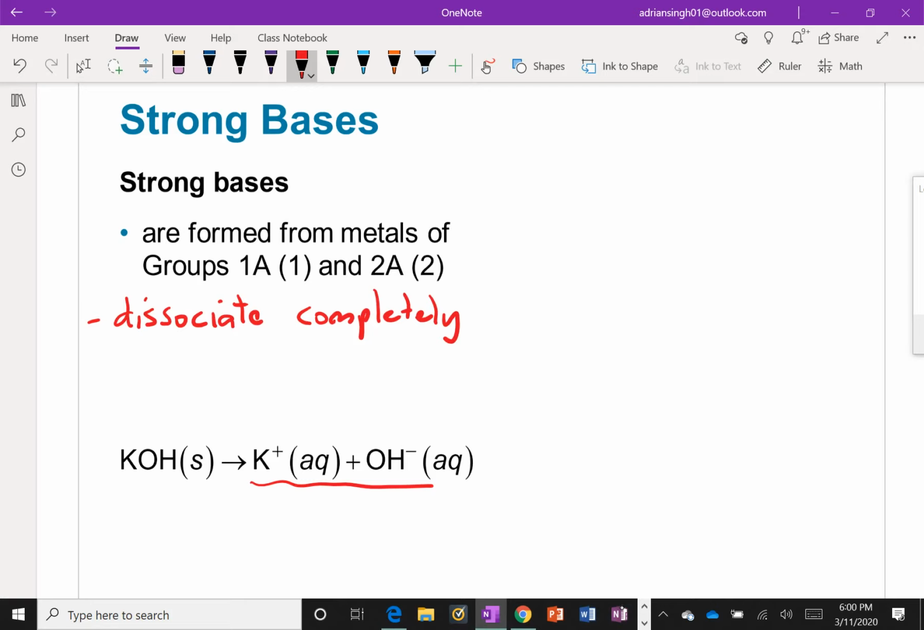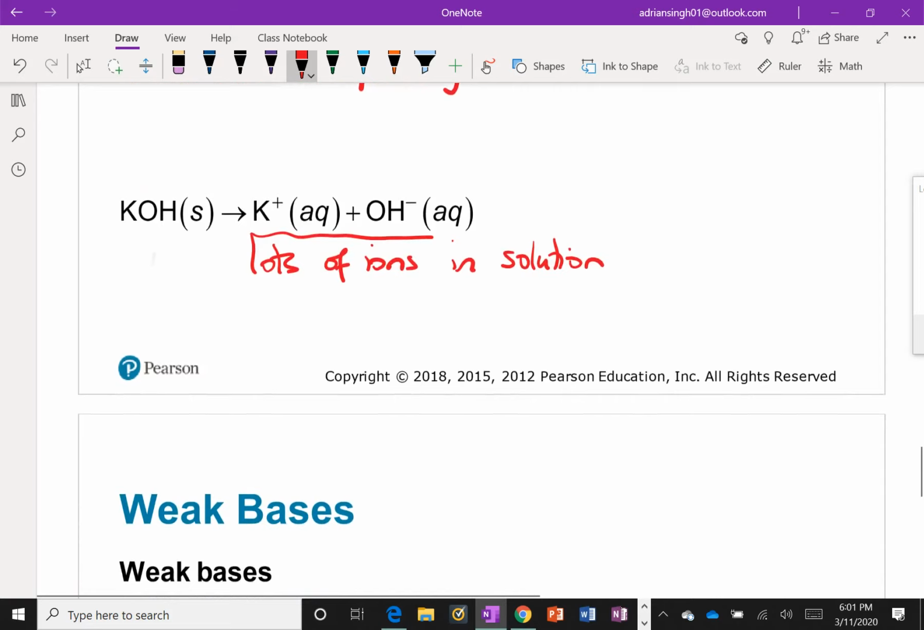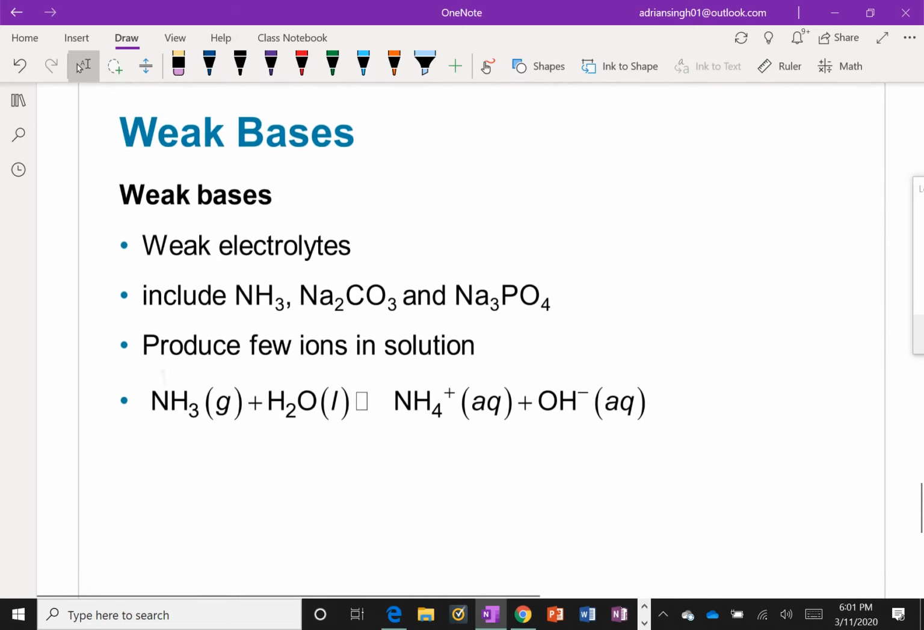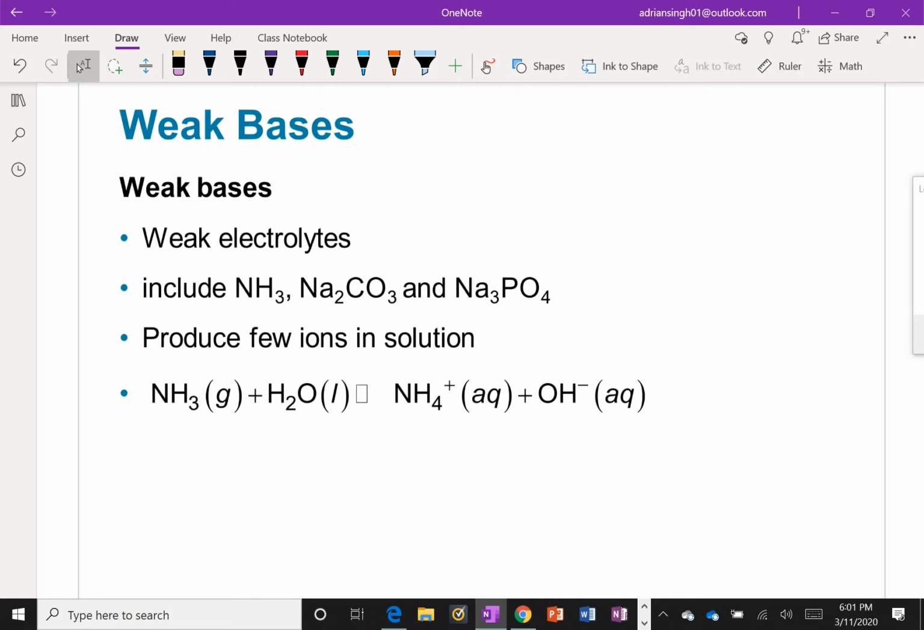Same thing with sodium hydroxide, which is even more common than potassium hydroxide. It's a strong base, so lots of ions in solution. And then in contrast to that, you can kind of guess what's going to happen with the weak bases. These are not going to dissociate as well as the strong ones, and as a result, we're only going to get a very small amount of ions in solution.